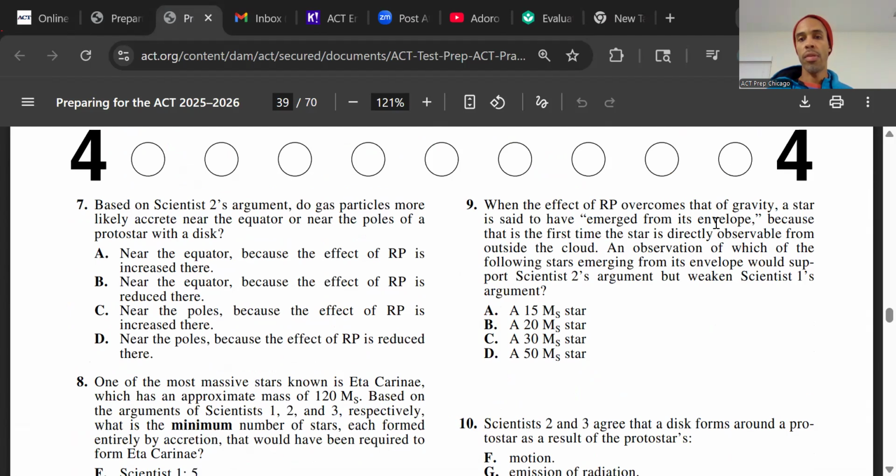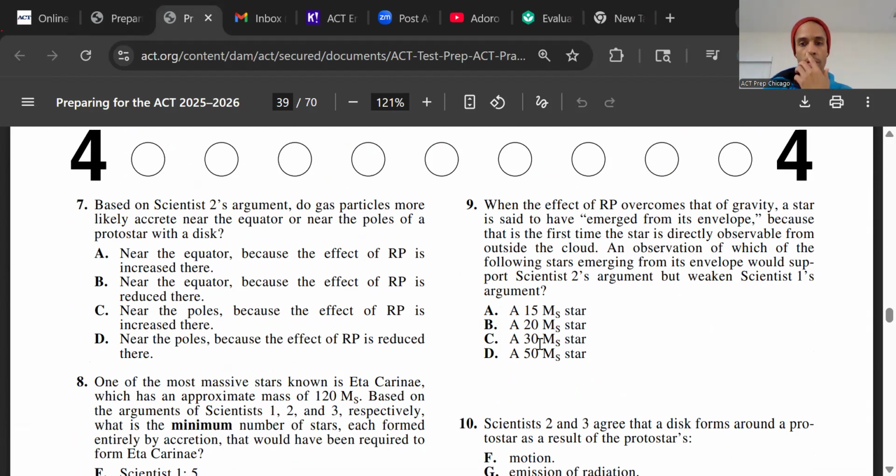That's when it's emerged from its envelope. An observation of which of the following stars emerging from its envelope would support scientist 2's argument? That means as big as it can get is 30. That's fine with scientist 2. But scientist 1 says that the biggest the stars can get is 20. So that means that 30 would be outside of scientist 1's range. It would weaken scientist 1's argument.